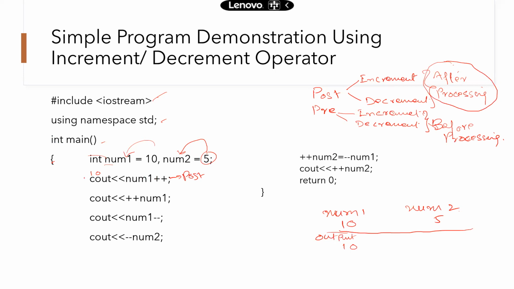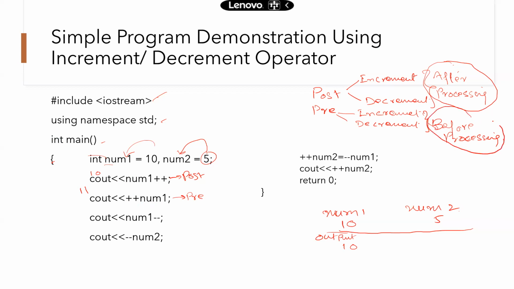Now that it has incremented after it has printed, this num1 actually contains the value 11, not 10, because after the printing of 10 and the processing of the num1 variable, the variable has been incremented. So from 10, it is going to increment to 11. Okay, right? So in the next statement, when we say pre-decrement, because it is pre-decrement, it is going to go for the before processing.